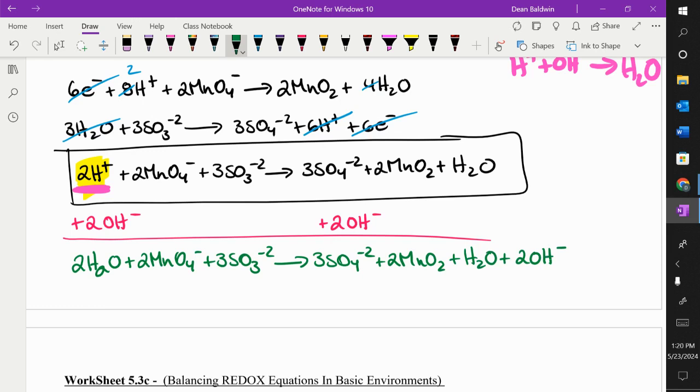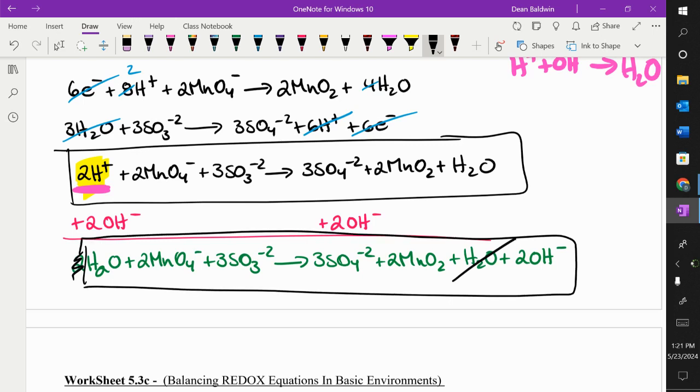And then there's one final thing we can do. You've got one water on the right side, two waters on the left side. So you can simplify that. Essentially, that water will go away, and this 2 will go away. So the actual equation is 1 water molecule plus 2 permanganate plus 3 sulfites goes to 3 sulfates, 2 MnO2s, and 2 hydroxyl groups. And it's clearly in basic solution because we have an OH minus there. Okay?